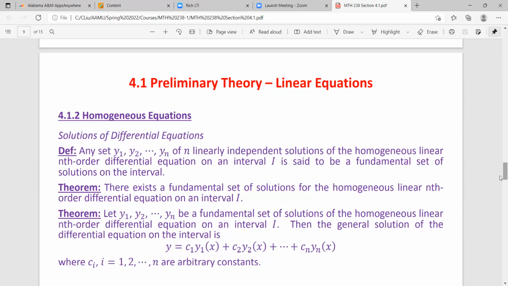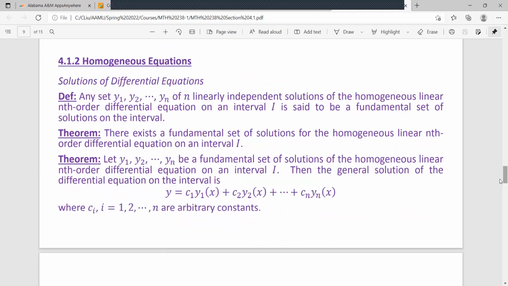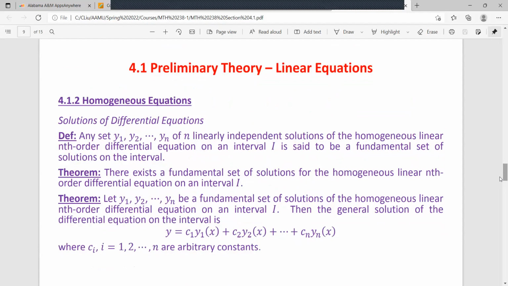So then how do we find the solution of a homogeneous differential equation? We need to find a fundamental set first. Okay. Any questions? So we have a lot of theorems and definitions in this section.